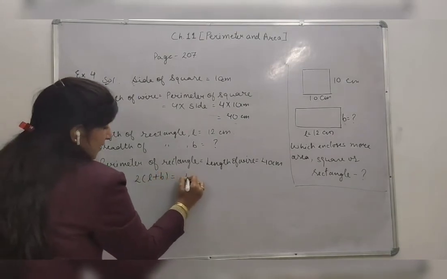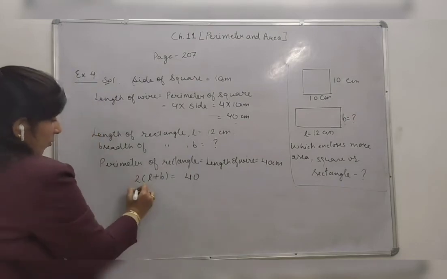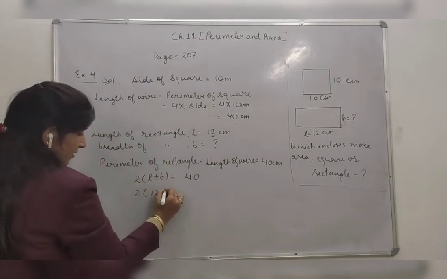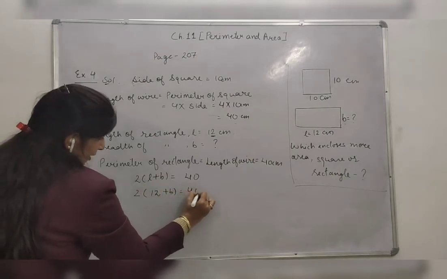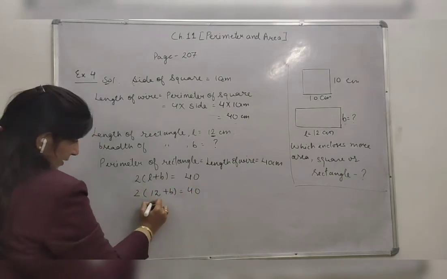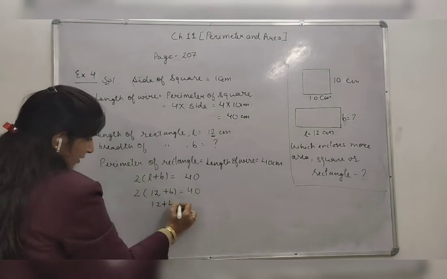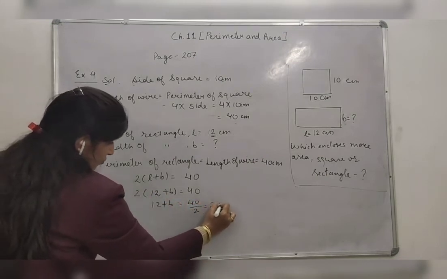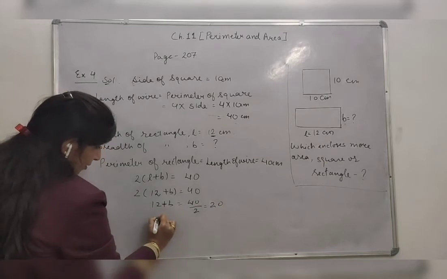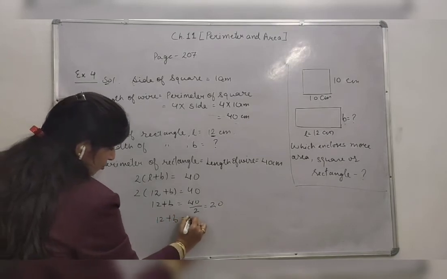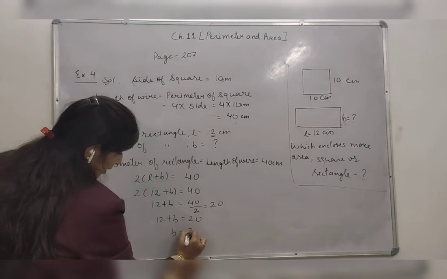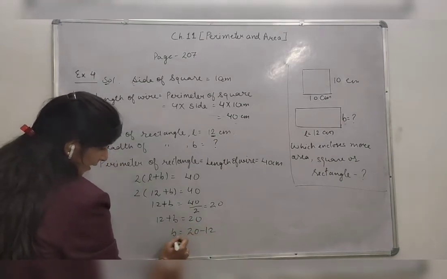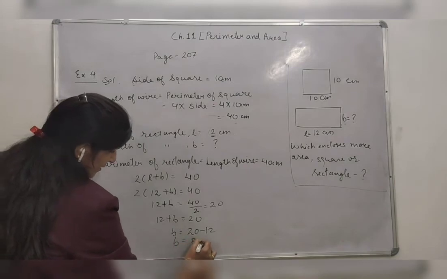Okay, so that is equal to 40. Now, length we already know, that is 12. So, 12 I am writing here, plus b, equals 40. Now, let us solve this. The 2 will come on the right hand side in the denominator and will come out to be 20. So, 12 plus b equals 20 and b equals 20 minus 12. This 12 transposes to the other side and now b equals 8 centimeter.